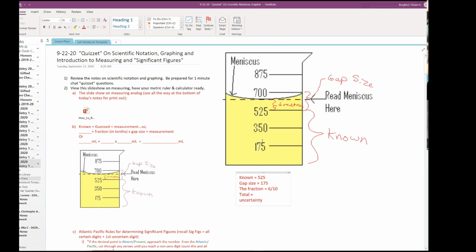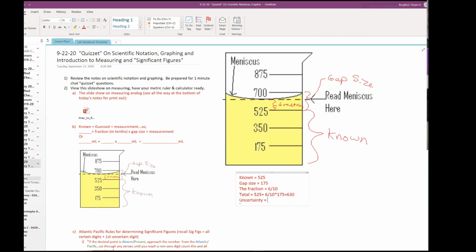So the total, this is what I love about OneNote. Ready? 525 is the known, plus 6/10 times 175. And because it's OneNote, I can just put an equal sign there and forget my calculator. Bam, 630. So my measurement for the volume of that liquid is 630. And if I write that in my answer, I will get it wrong, because there's something else I need to tell you related to the next question, which is the uncertainty.